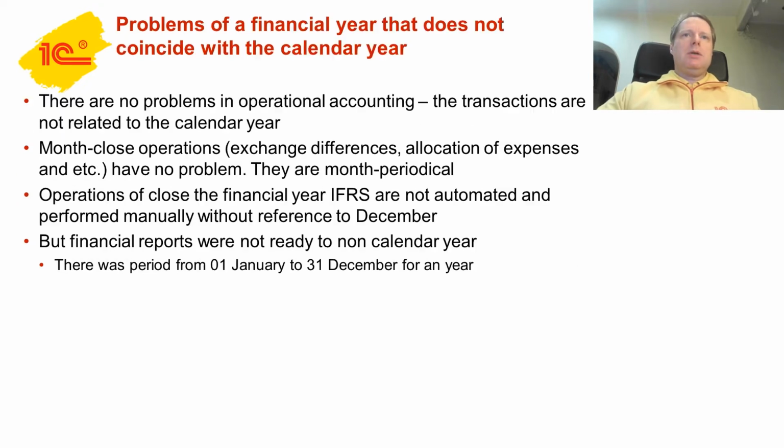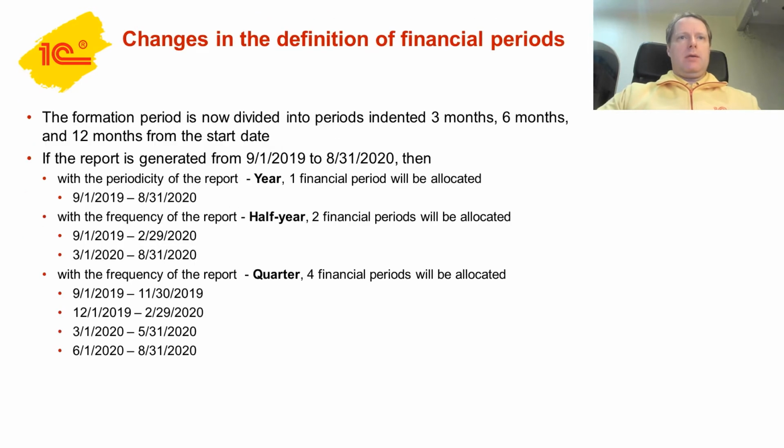What problems did we have? There are no problems in operational accounting and the month closing procedure. They use the month as a period. But the financial reports are not ready for a non-calendar year. There was a period from January to December only. What have we done with that?